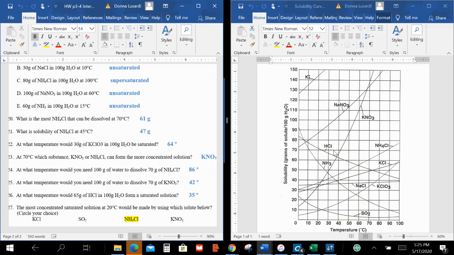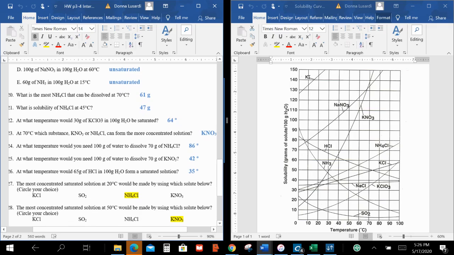At what temperature can 70 grams of water dissolve NH4Cl? About 86 degrees. At what temperature, 70 grams of KNO3? Go over to the KNO3 line, it's about 42 degrees. At what temperature, 65 grams of HCl? Over to the HCl line, somewhere around 35 degrees.